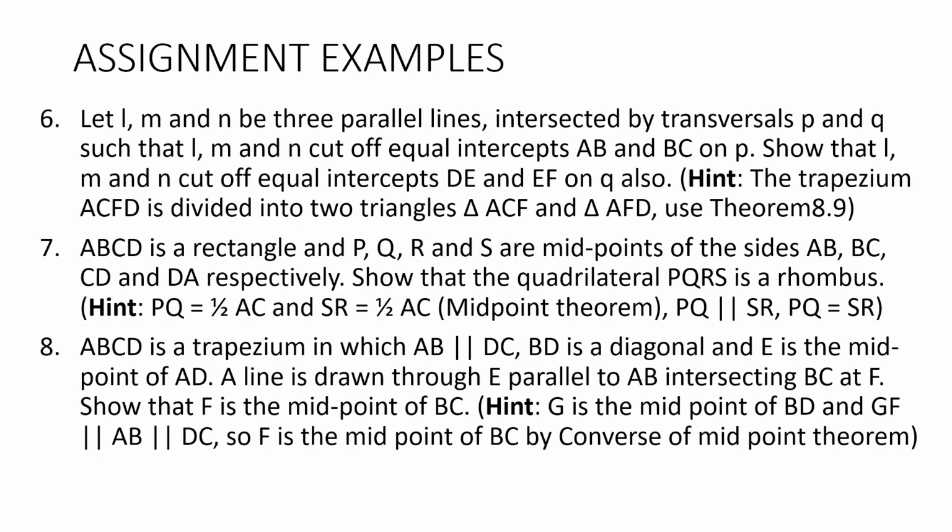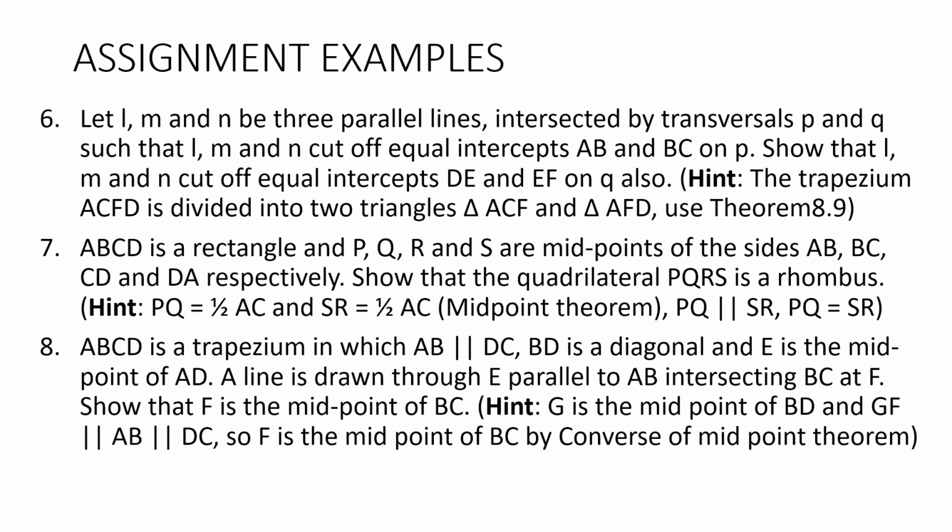Next assignment example. Let L, M and N be three parallel lines intersected by transversals P and Q such that L, M and N cut off equal intercepts AB and BC on P. Show that L, M and N cut off equal intercepts DE and EF on Q also. First draw the diagram. The hint is the trapezium ACFD is divided into two triangles, triangle ACF and triangle AFD, and then use theorem 8.9, converse of midpoint theorem.